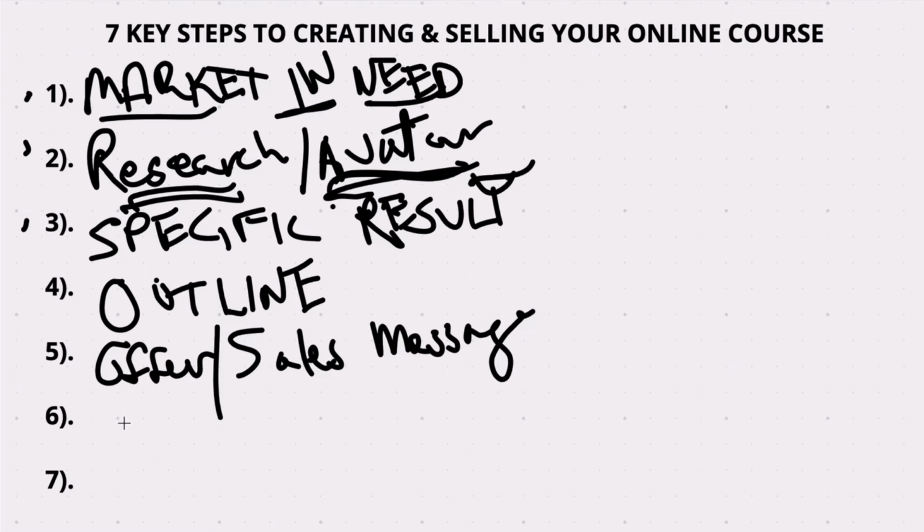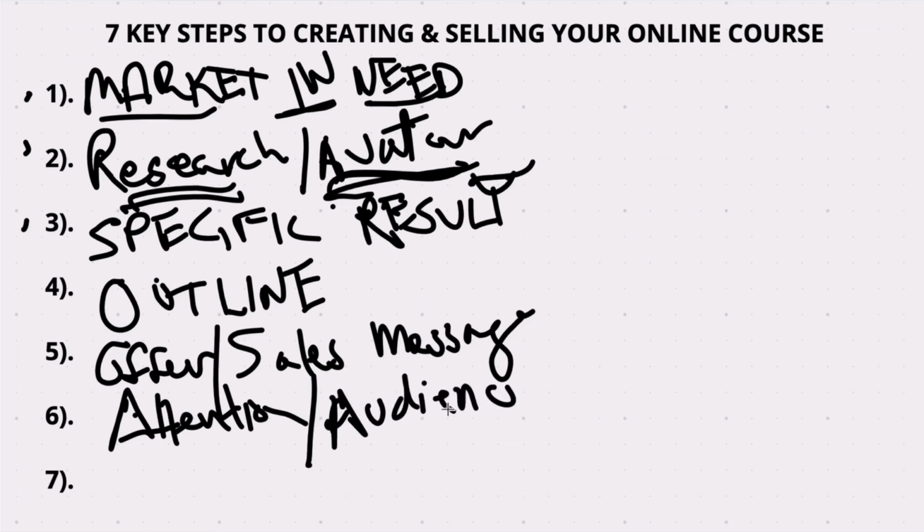Now, the 6th step, you may already have this kind of covered, or you may already have this in the works, and that is you're going to need attention, okay? You're going to need attention or an audience online to sell this to. Again, do not assume that just because you create this great product, if you put it out there, people are going to buy it up, right? I've got this course, I've got social media followers, so they're going to buy it.